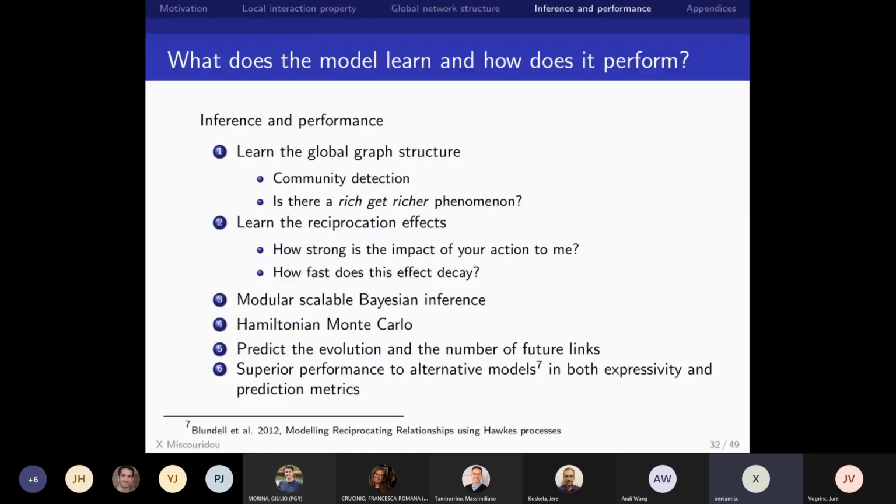And what made the first part fast, like the graph estimation, what made that linear in the number of edges was the fact that we use a Hamiltonian Monte Carlo algorithm instead of just Metropolis Hastings.